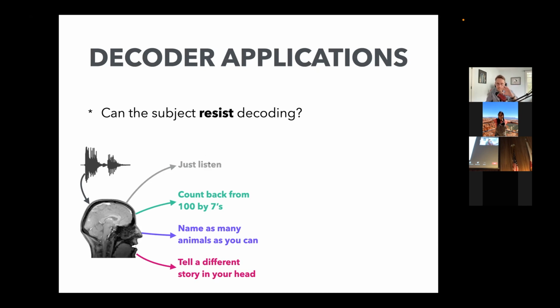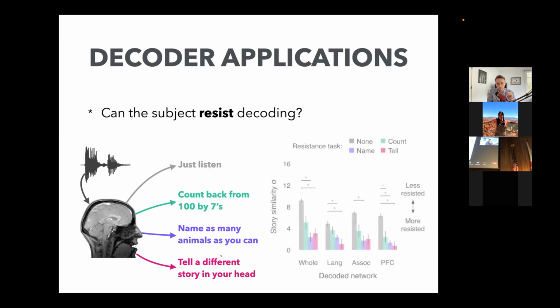We either had them just listen and not do anything else. We had them try to ignore the story by doing mental arithmetic, so just count back from 100 by 7s. We had them try to name as many animals as they could. And we had them try to tell a different story in their head, so do one of those imagery things that we saw before.